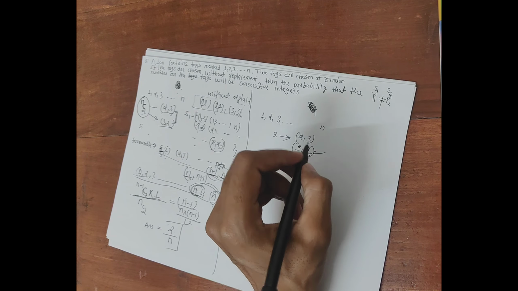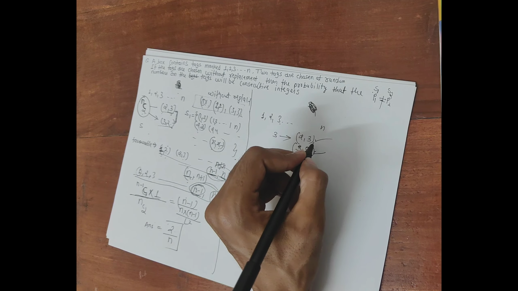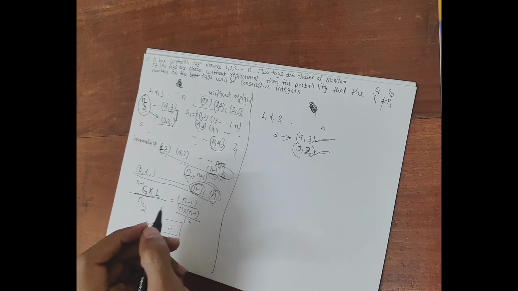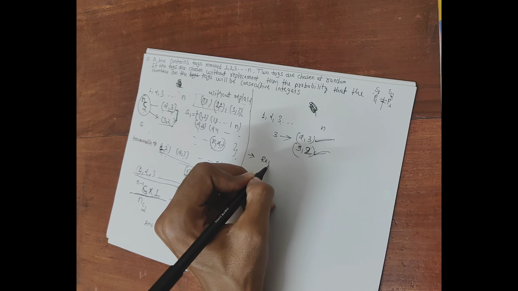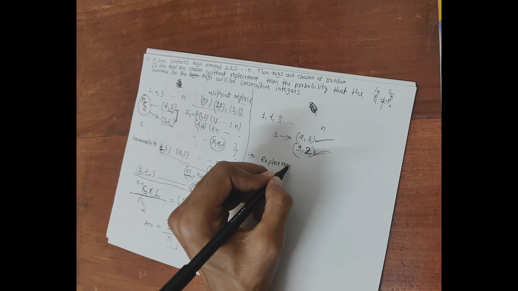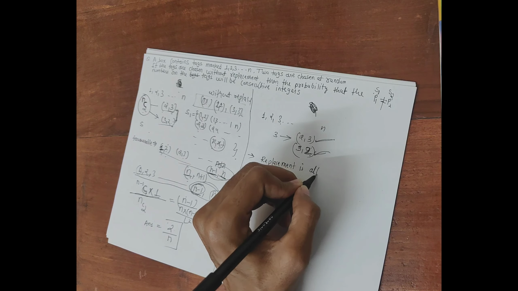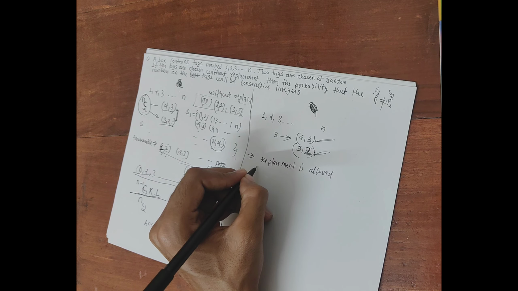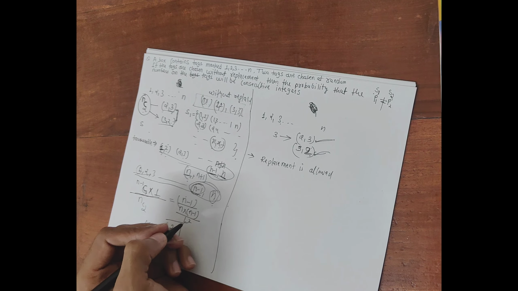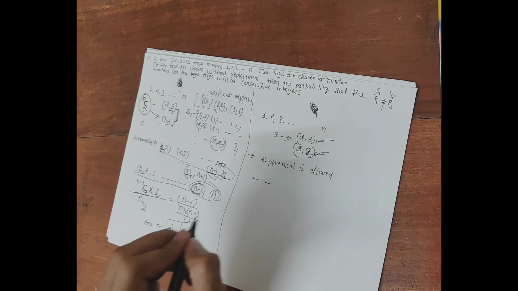This is also a consecutive number and these are also consecutive pairs. Now let's suppose the replacement is allowed. If the replacement is allowed, how many ways can you select two cards? Let's suppose you wanted to select two cards.